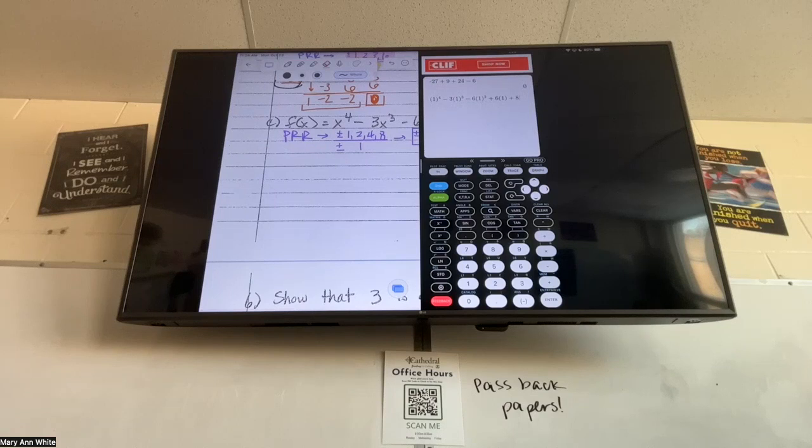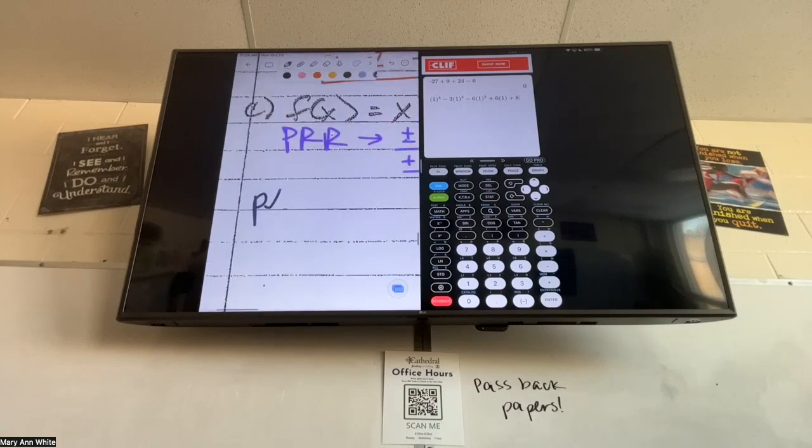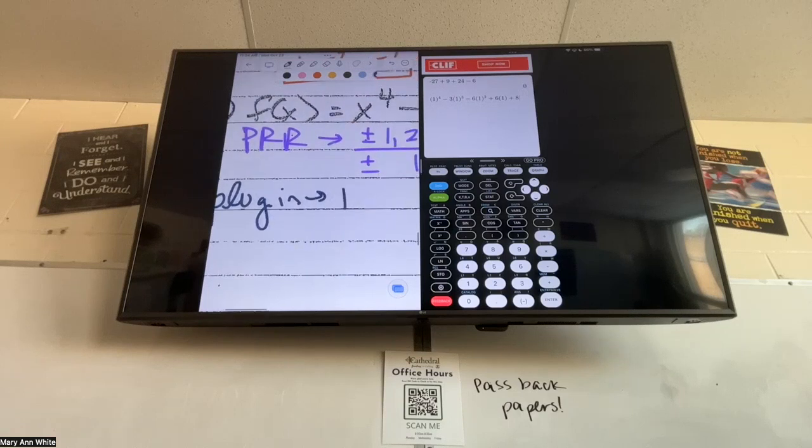So maybe instead of writing it out, I'll just say plug in. And we tried 1 first. Okay, so when I press enter, I get 6. Now, is that 0? No, so this is not a factor, okay?